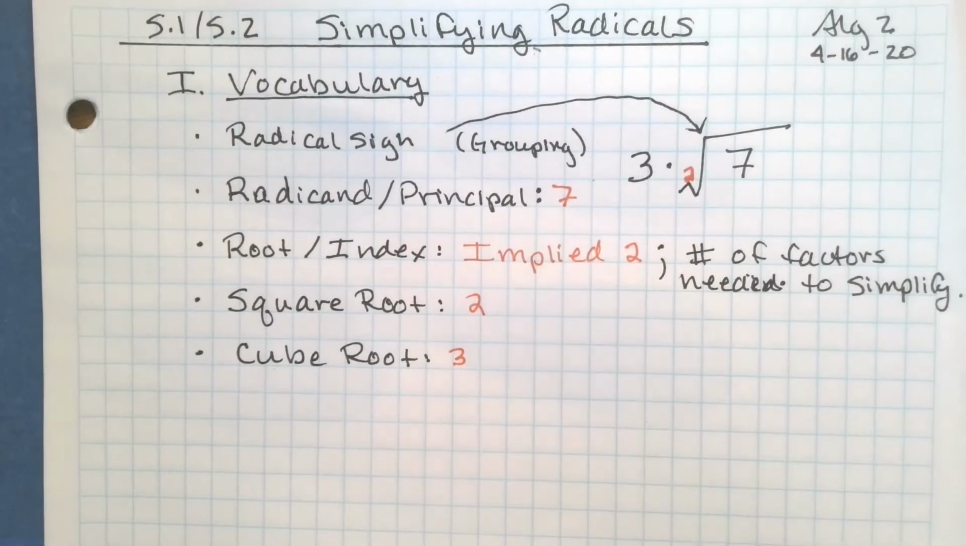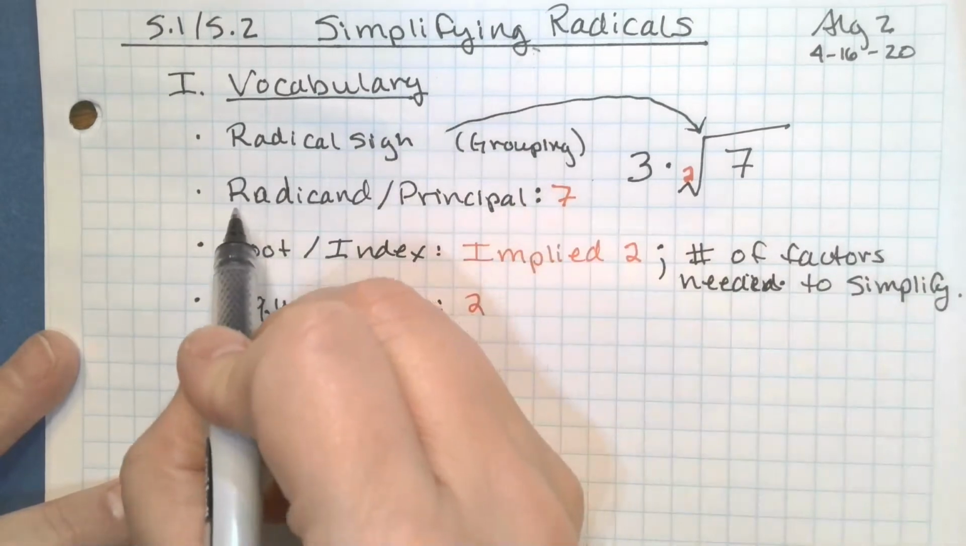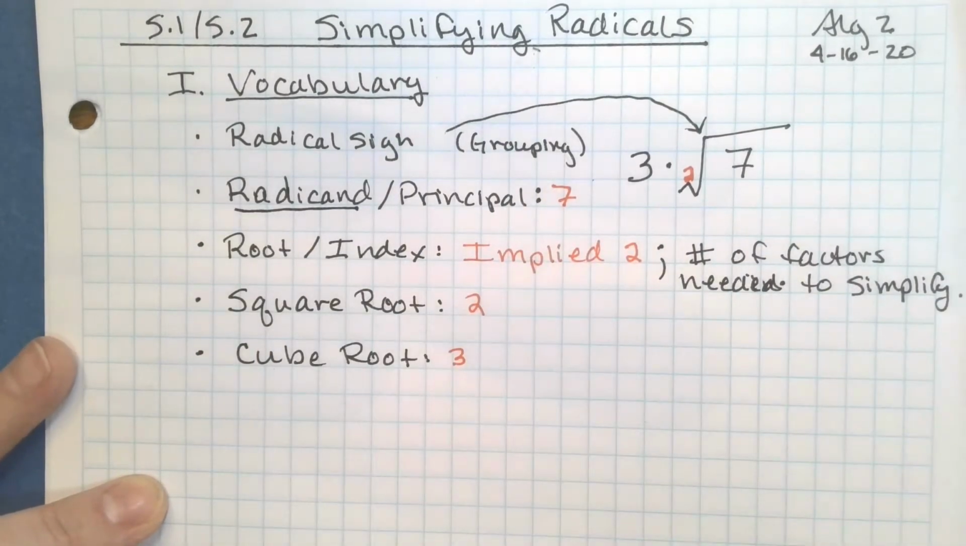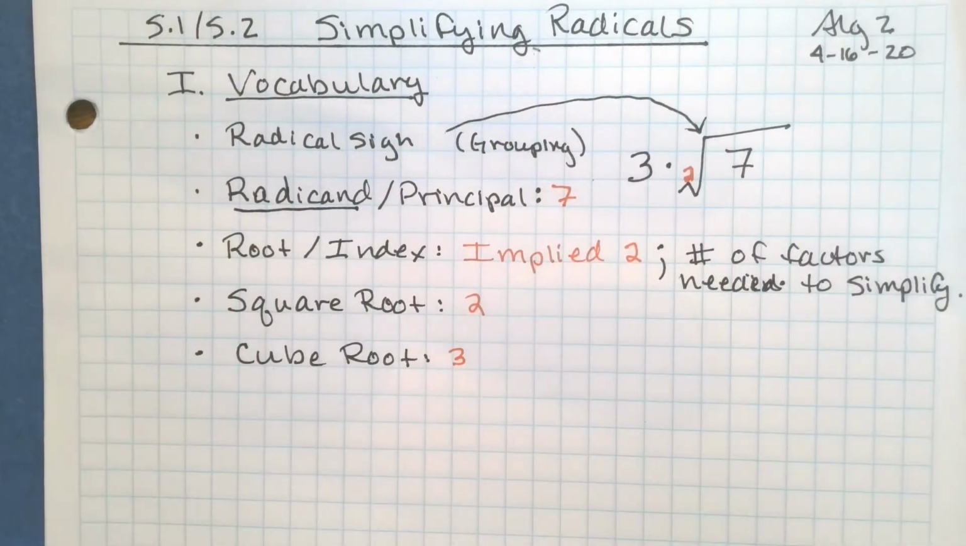So those are the basic vocabulary words that you need to know to work with radicals. I will typically be using radicand instead of principal. I use both root and index depending on what we're doing.